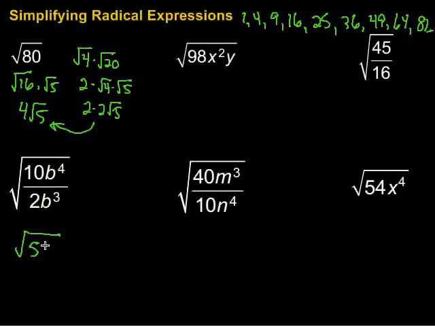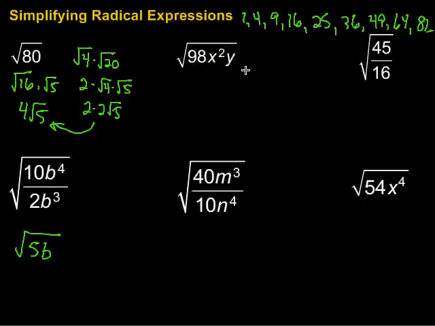And then I've got b to the 4th over b to the 3rd. Well, that would simplify to just b. Now I have the square root of 5b. Are there any perfect square factors of that? Nope. So that's it. It's in simplest form. We can't go any further with that one.